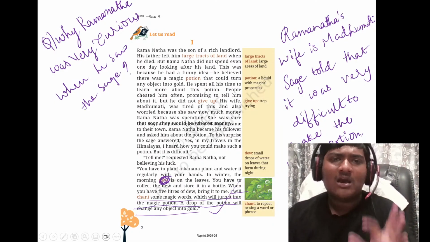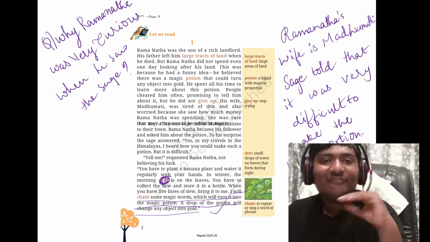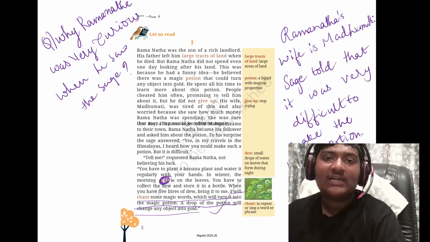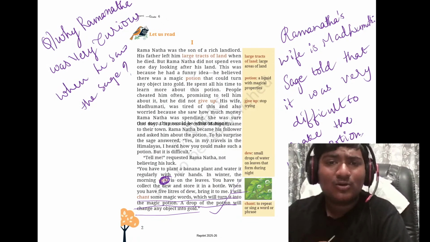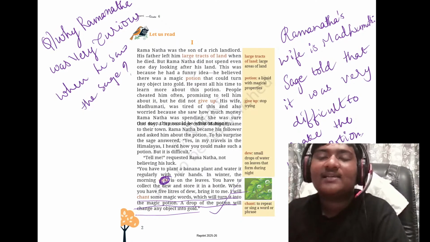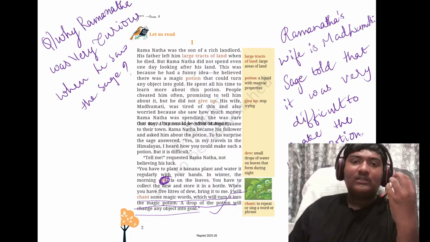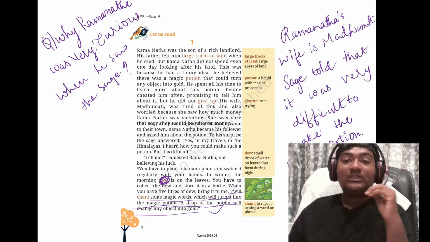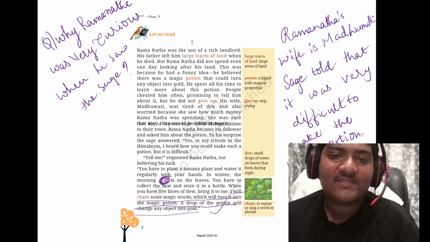What happened here? Ramanatha was the son of a rich landlord. When he died, he left some land, and Ramanatha did not spend even one day looking after his land. He had a funny idea that he believed there was an object which could turn into gold. Okay, is it clear? And what happens next?